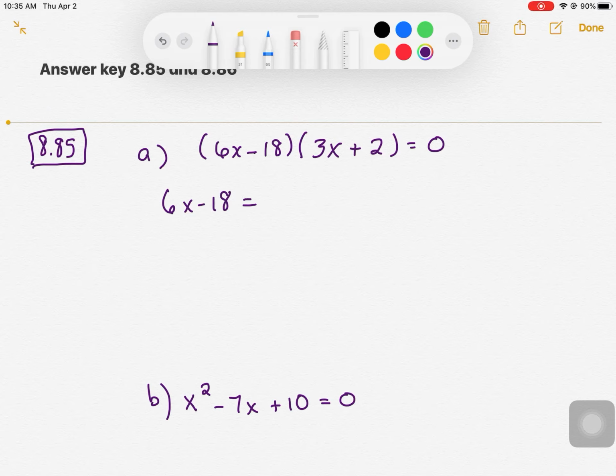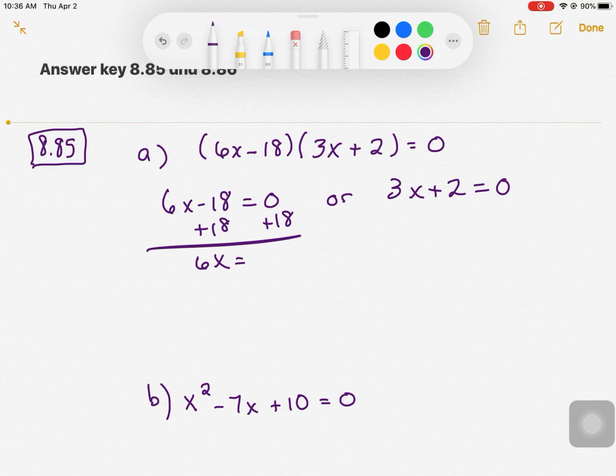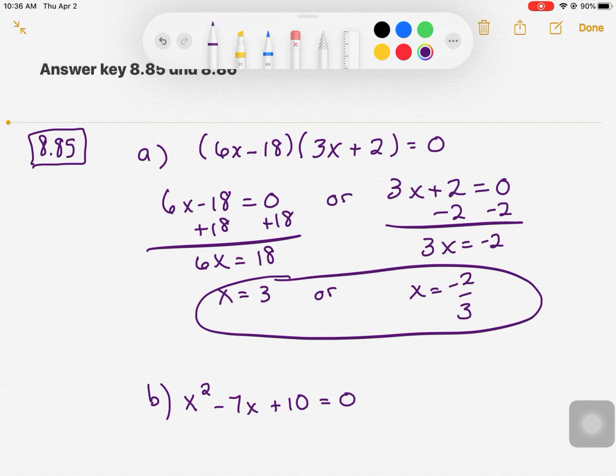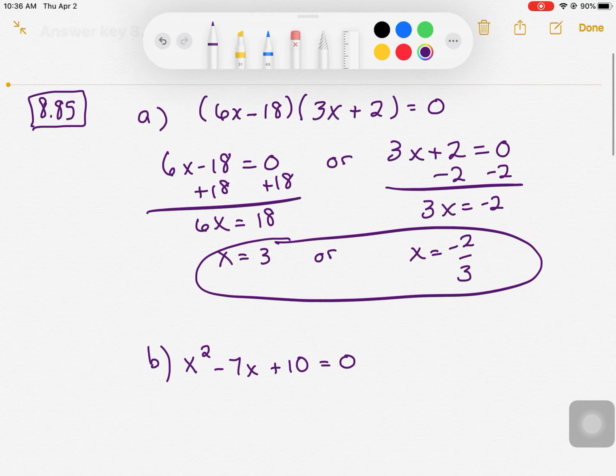So either 6x minus 18 equals 0, or 3x plus 2 equals 0. And then we're just going to go through and solve these two equations to get our two solutions. So x equals 3, or x equals negative 2/3. So there's your solution for A.